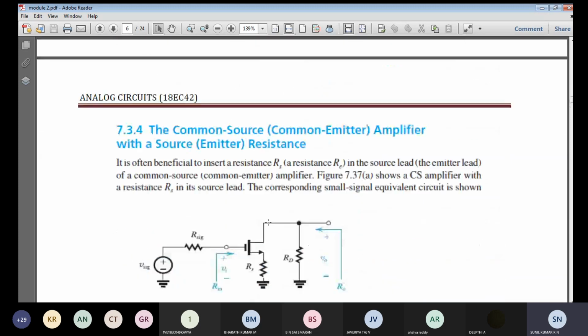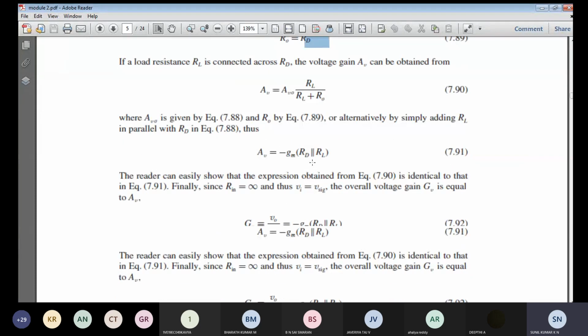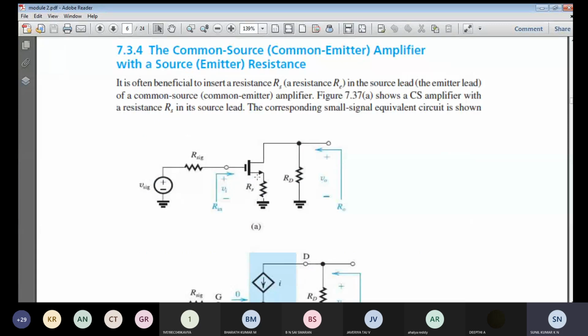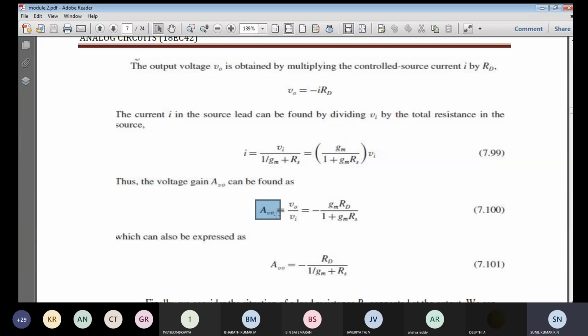That was the previous expression, as you can see over here. For the common source without source resistance, the open circuit voltage gain is just minus GM into RD. But now, adding source resistance in series with the source terminal, the open circuit voltage gain becomes minus GM into RD divided by 1 plus GM into RS. This means the open circuit voltage gain is reduced by a factor of 1 plus GM into RS.